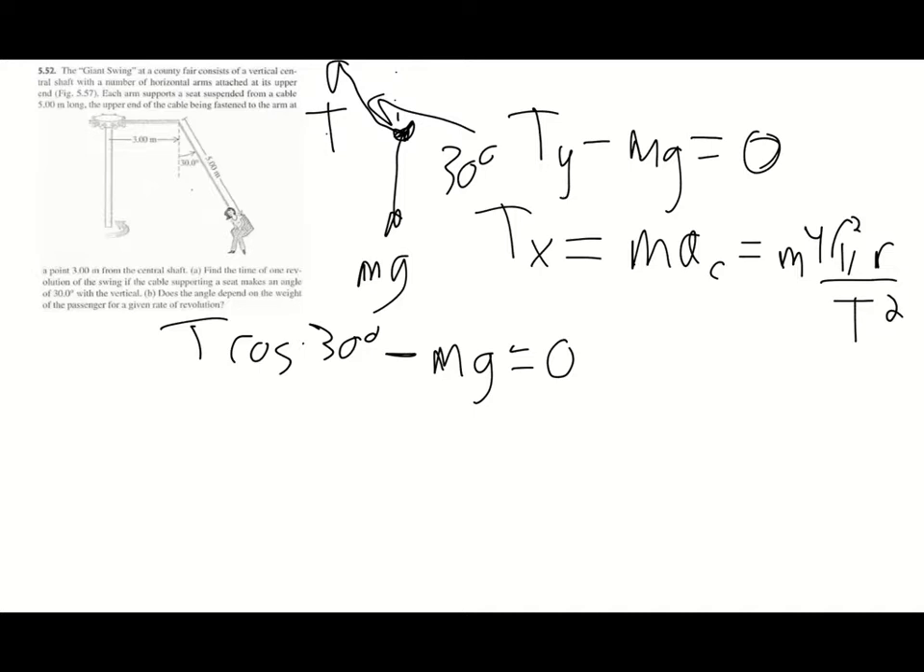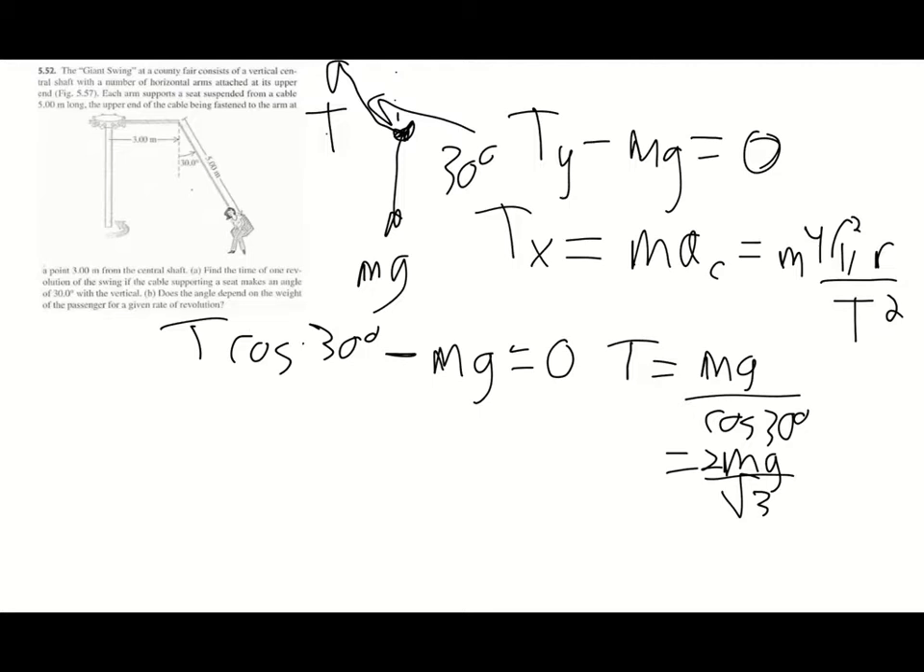What that means for us is actually pretty nice. It means that T is going to equal mg over the cosine of 30 degrees. Cosine of 30 degrees is what, root 3 over 2. So that's going to be 2mg over root 3. So that means that when we have that, we can replace that. And that's not terrible.